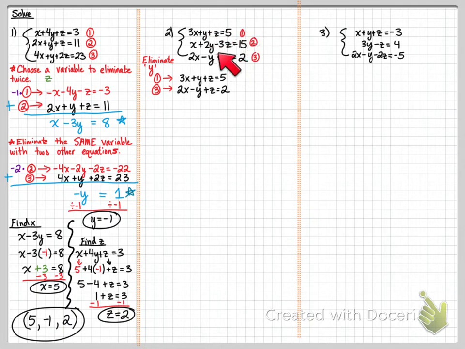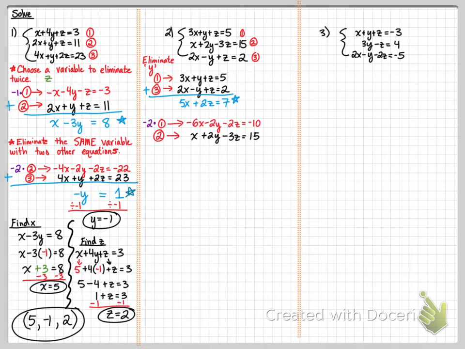But look at the y's. The y's are already ready for me. This is a positive y, this is a negative y, so those will cancel without me needing to multiply anything. So I'm going to choose the first and the third to use. And I'm going to cancel the y's out. I'm left with 5x plus 2z equals 7. So now I put a little star there because that's one of my equations.